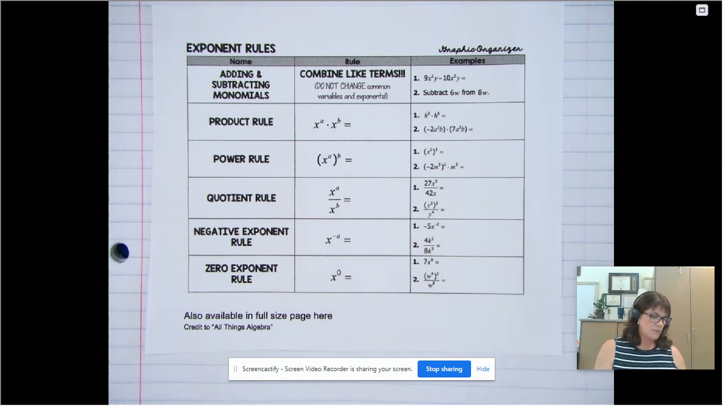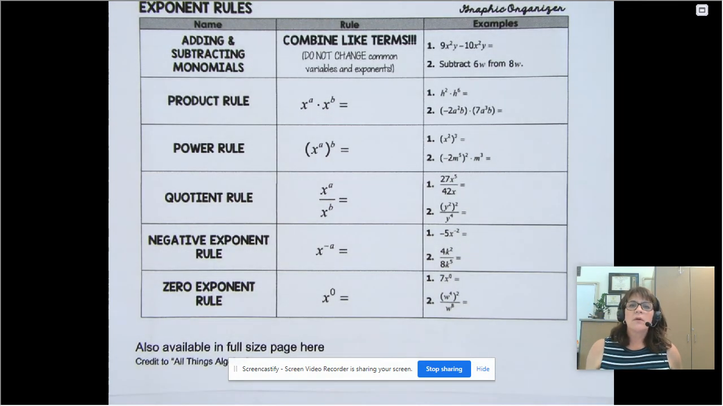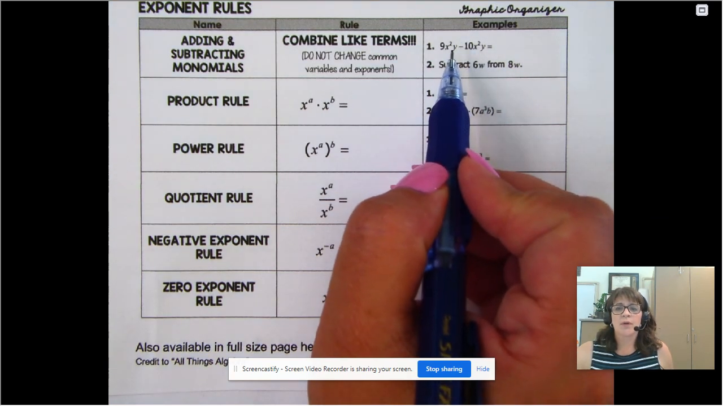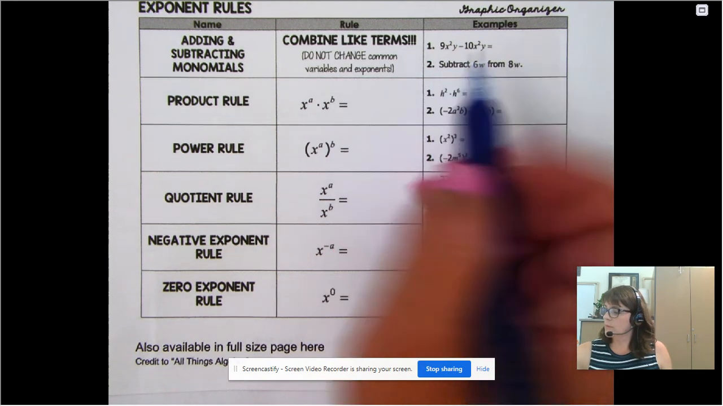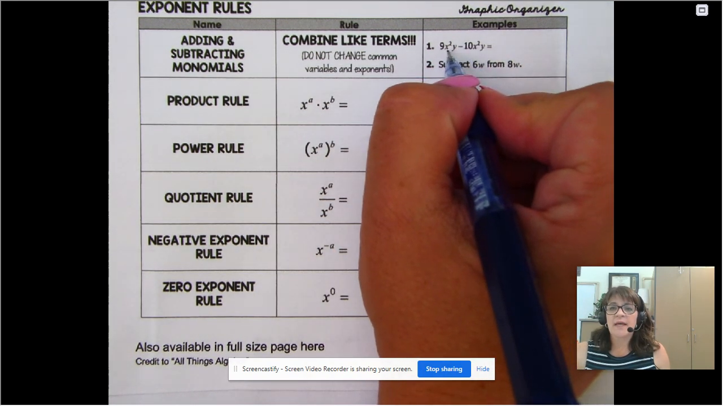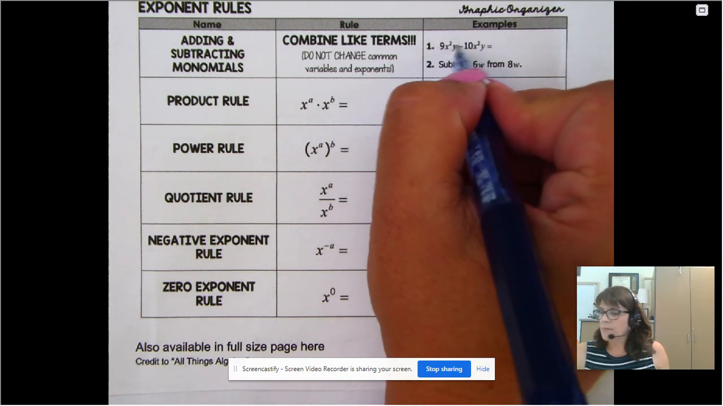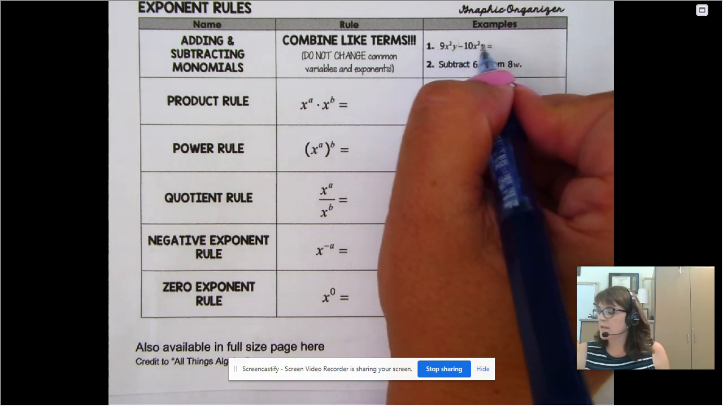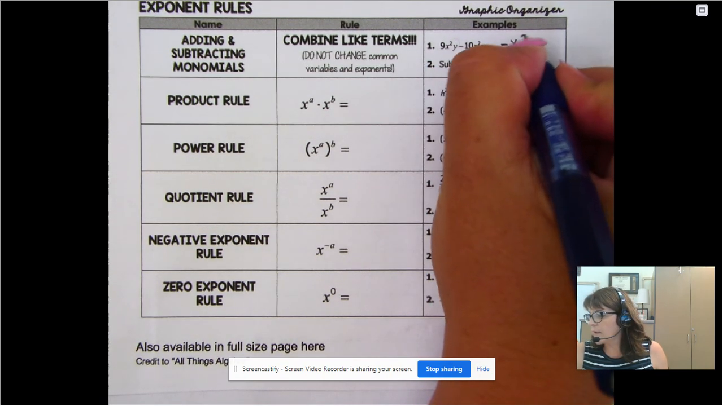So, couple things. It starts off with, and I'm going to zoom this in a little bit better. Just in a regular expression or equation, how do we combine like terms? Well, we have to make sure that they have the same exponents to the same power. This is 9x squared y minus 10x squared y, which means we have negative x squared y.